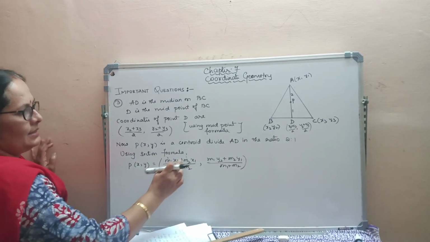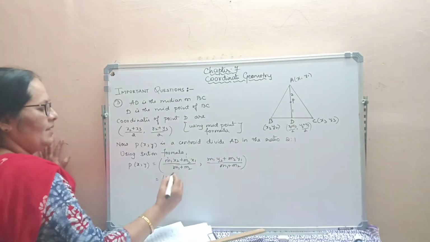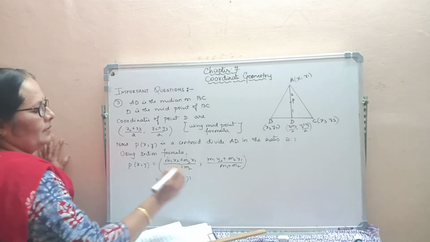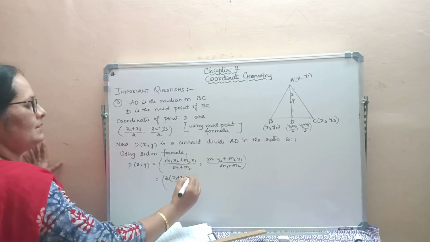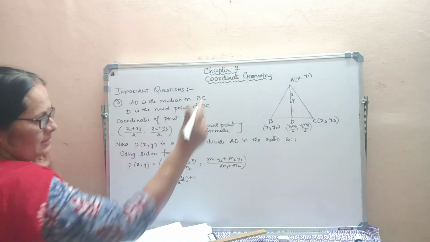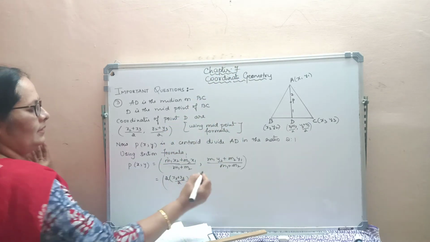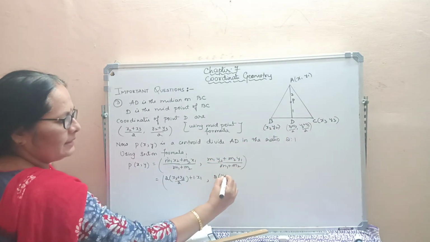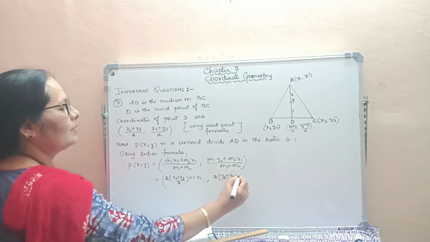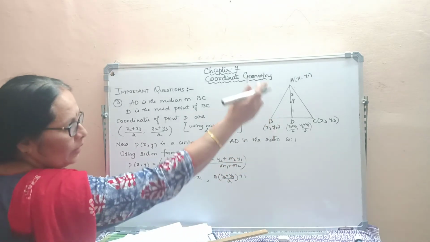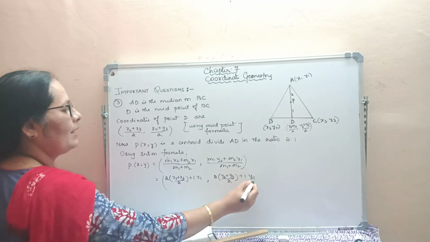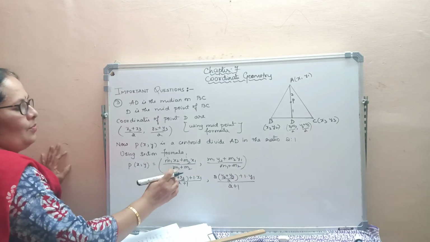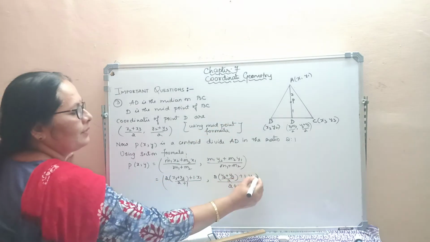m1 is 2, x2 is (x2 plus x3 by 2), plus m2 is 1, x1 is x1. Then m1 is 2, y2 is (y2 plus y3 by 2), plus m2 is 1, y1, divided by 2 plus 1. So, m1 plus m2, that is 2 plus 1.